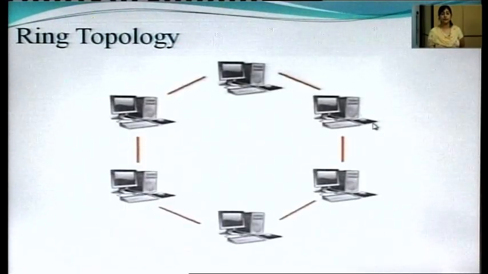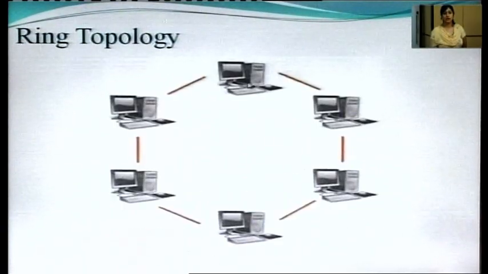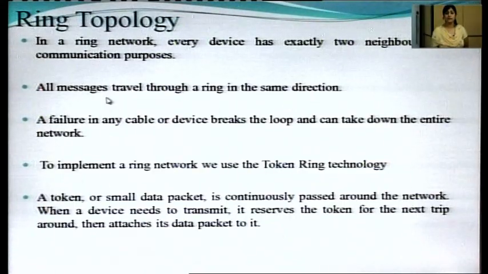Now, the second is the ring topology. Ring topology is, as you see, where these computers are attached with each other by forming a ring. One computer, then the second, then the third, and so on. This looks very beautiful, but again there are many advantages and disadvantages of this topology. In a ring network, every device has exactly two neighbors for communication purposes. You can see this. Every device has two neighbors attached to it. All messages travel through the ring in the same direction.